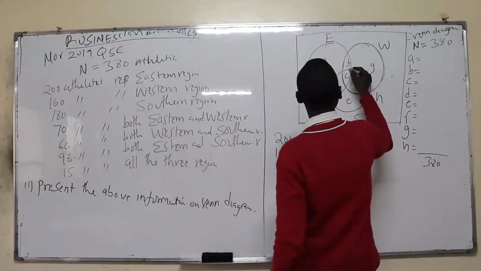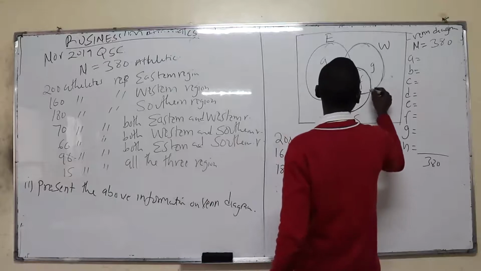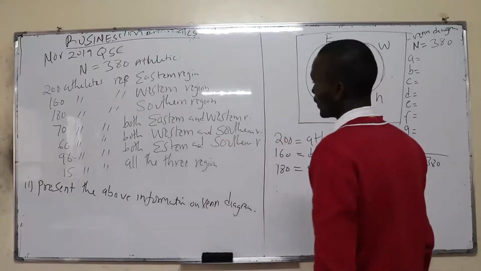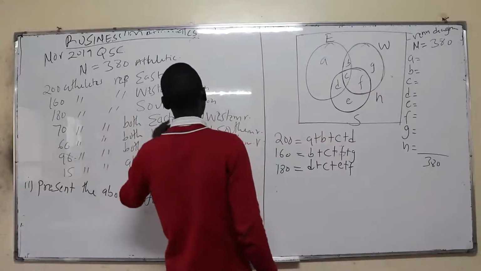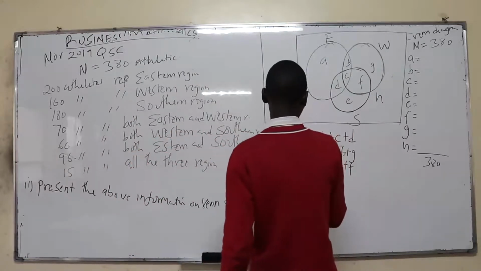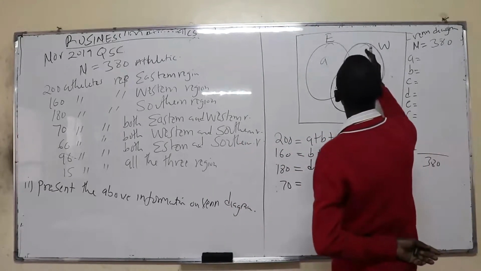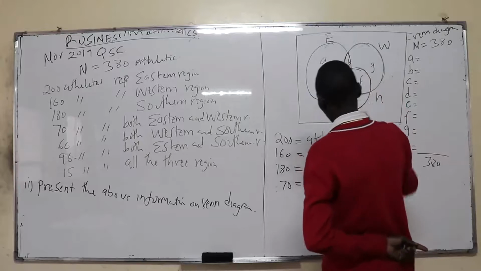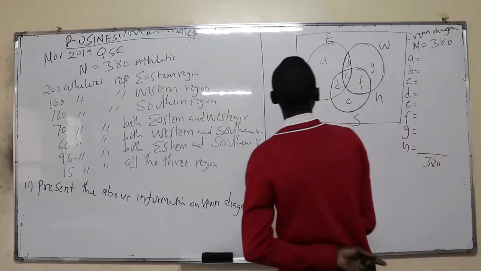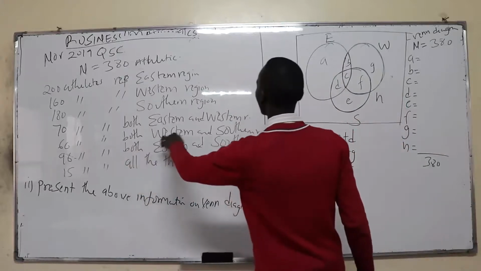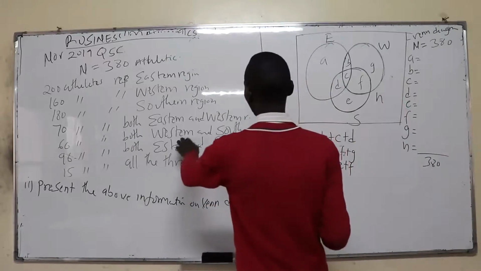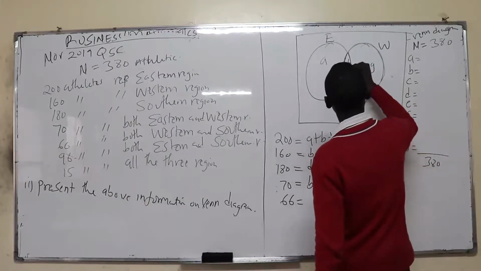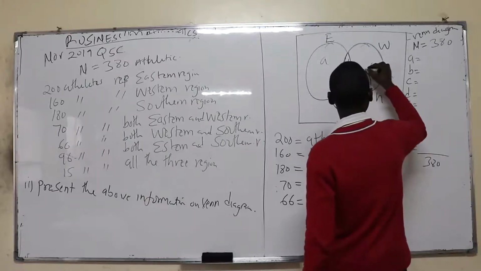So let's go on. 15 represented all the three regions. So required, number one, as usual, present the above information on a Venn diagram. So there are three regions. We have Southern, Eastern, and Western. So we have three sets there. We have Eastern, we have Western, and we have Southern. So you put their elements.